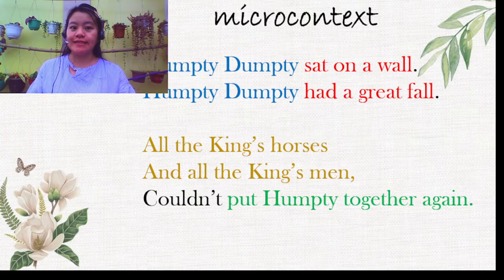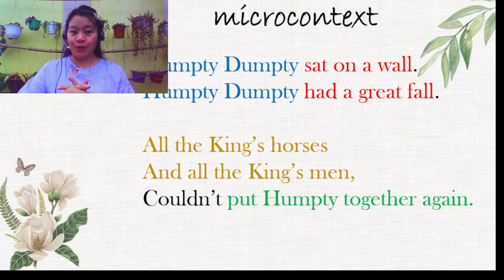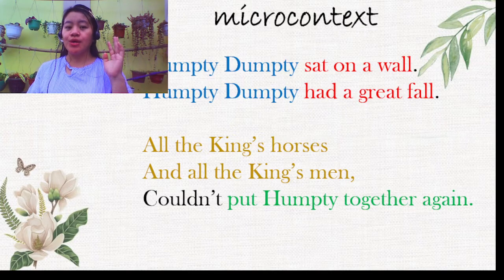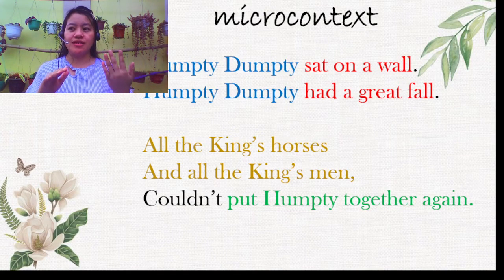So on a micro context, we can dissect it just like we do in grammar classes. So Humpty Dumpty, subject, sat on a wall, predicate. Now, we could assume that Humpty Dumpty is a thing or a person or a proper noun. It's a name because it's capitalized, so H and D. Sat on the wall. Sat is an active verb which gives us the impression that Humpty Dumpty is a living thing because he can sit, he can move.